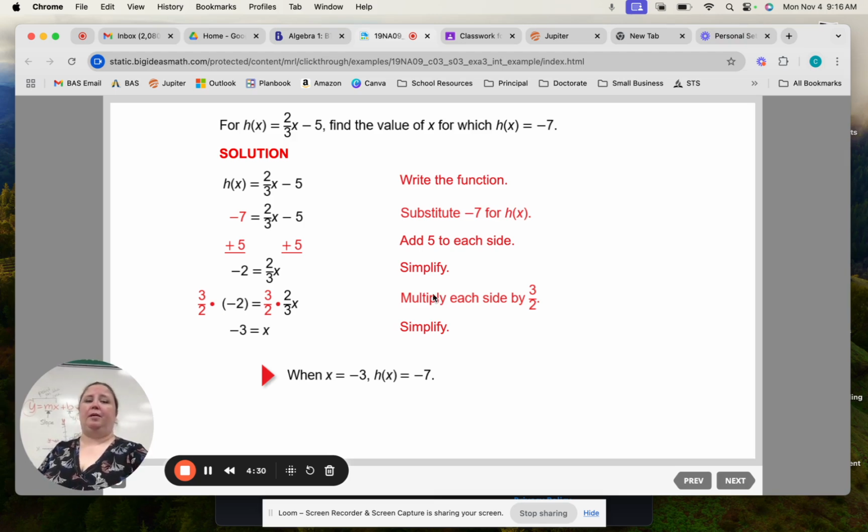So it's real important you pay attention to how they're wording the sentence. In this case, it said find the value of x when h of x equals -7. So you know you're solving for x. So you're going to plug in the -7 where the h of x went.